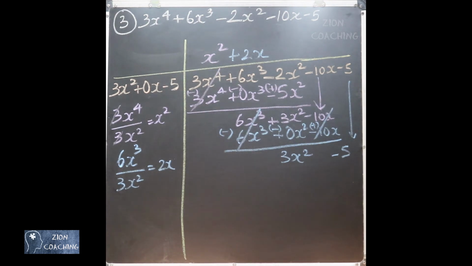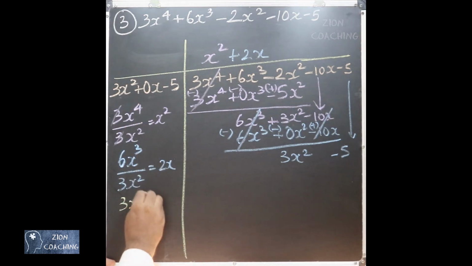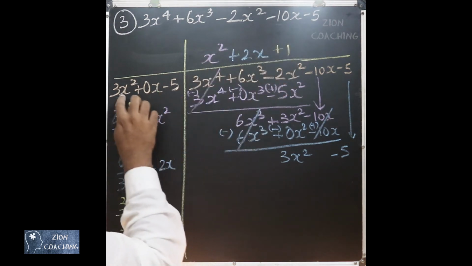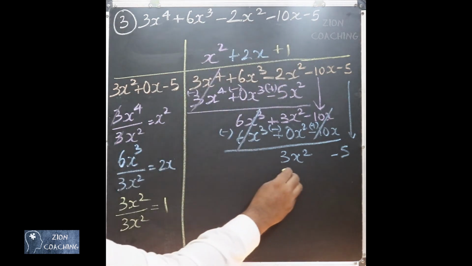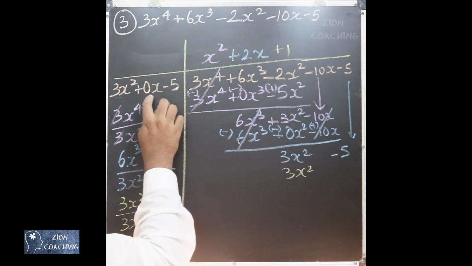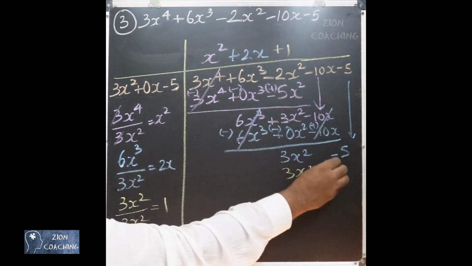Now we have 3x squared. Here we have 3x squared. We are going to divide that by this 3x squared. The first terms, when you divide, you can see it is one time. So we are going to multiply the entire divisor by 1. 1 into 3x squared is 3x squared. This is not necessary to multiply. 0x into 1 is going to be 0x, that's all. Minus 5 into 1 is minus 5.